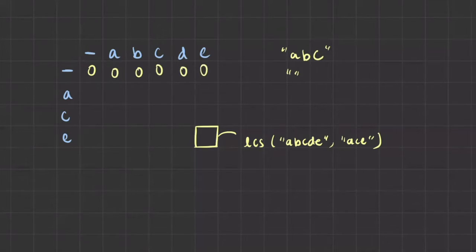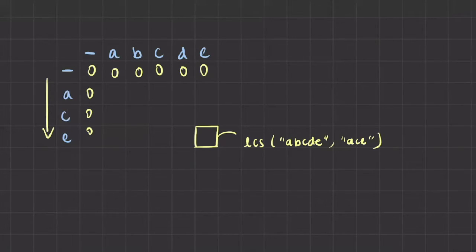And then along a similar symmetric reasoning, the entire first column is also 0 because that represents the longest substring between the empty string and A, between the empty string and AC, and then between the empty string and AE, which is all of length 0.